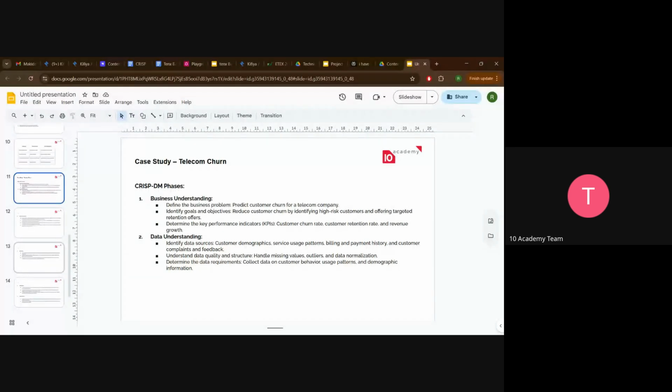We're here. So determine the KPIs like customer churn rate, customer retention rate, and revenue growth. So how are we going to keep the customers? How are we going to minimize churn? The main KPI is going to be the customer churn rate. Since we're trying to decrease the churn rate, that would be the major KPI, and other related things you can go and count on by yourself.